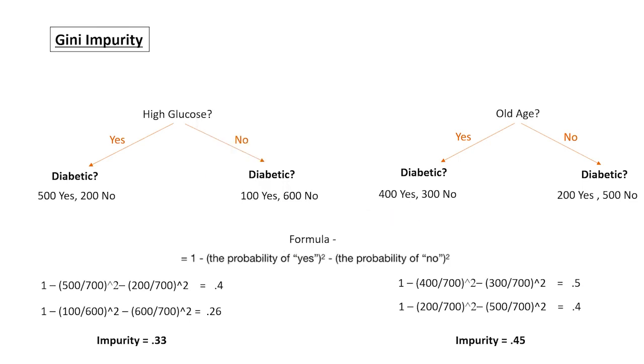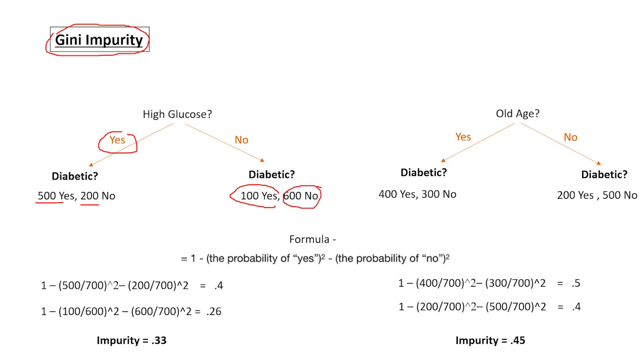The Gini impurity is used to determine which feature will be used as the root node in the decision tree. Let's suppose 700 persons come with high glucose. 500 of them were found to be diabetic and 200 were found to be non-diabetic. Now let's suppose another 700 persons came without high glucose. 100 of them were found to be diabetic and 600 were not.